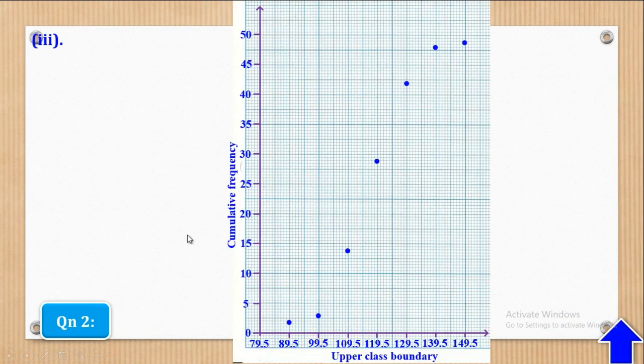So when you have finished plotting all the points, you have to draw a smooth curve through all these points, but starting from the origin at this point, which is this point. So you shall draw that in that form. The curve has to be as smooth as possible.